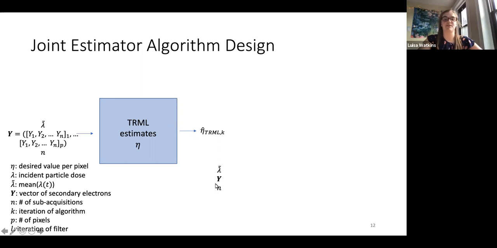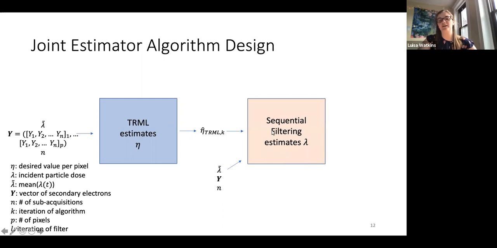Then we're able to use the same data that I plugged in for the TRML, and using that data and this output from the TRML, we're able to, this is the newer piece, use a sequential filtering that's able to estimate lambda using this data. And the output of that is an estimate of lambda, again, for the same iteration of the algorithm.